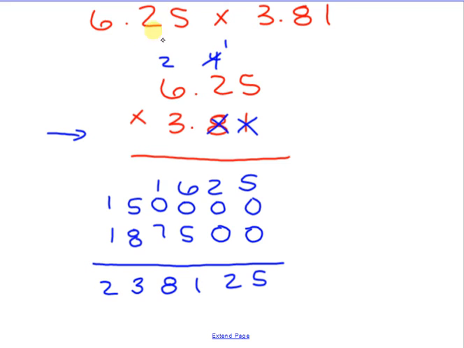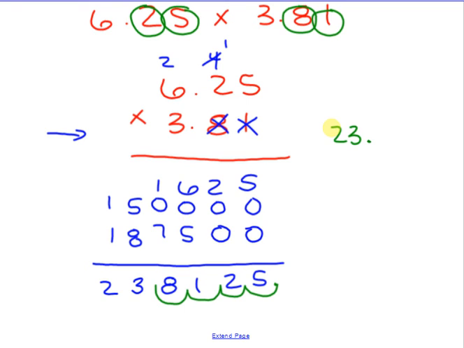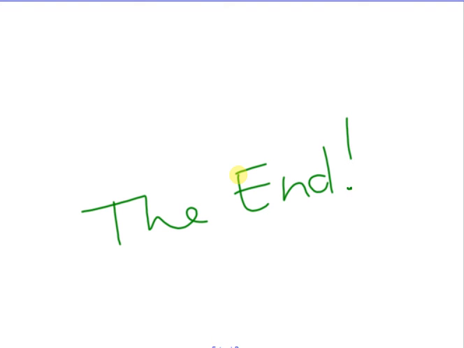Going back up to our original problem, how many numbers after the decimal? 1, 2, 3, and 4. So I'm going to start here, 1, 2, 3, and 4. So our final answer is 23.8125. But I did want to show you that, and it is important to write down as another example. Other than that, that is the end of the multiplication lesson. We will have tons of practice, but be sure to ask me any questions you have in class.